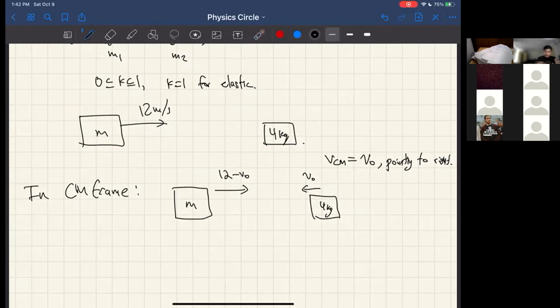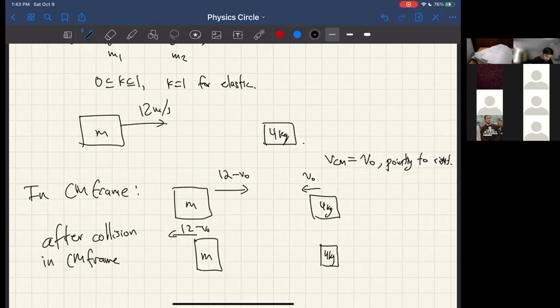Anyways, after the collision, in the CM frame, now the m is moving backwards at 12 minus v0, and the 4 kilogram is moving forward at v0. Make sense?